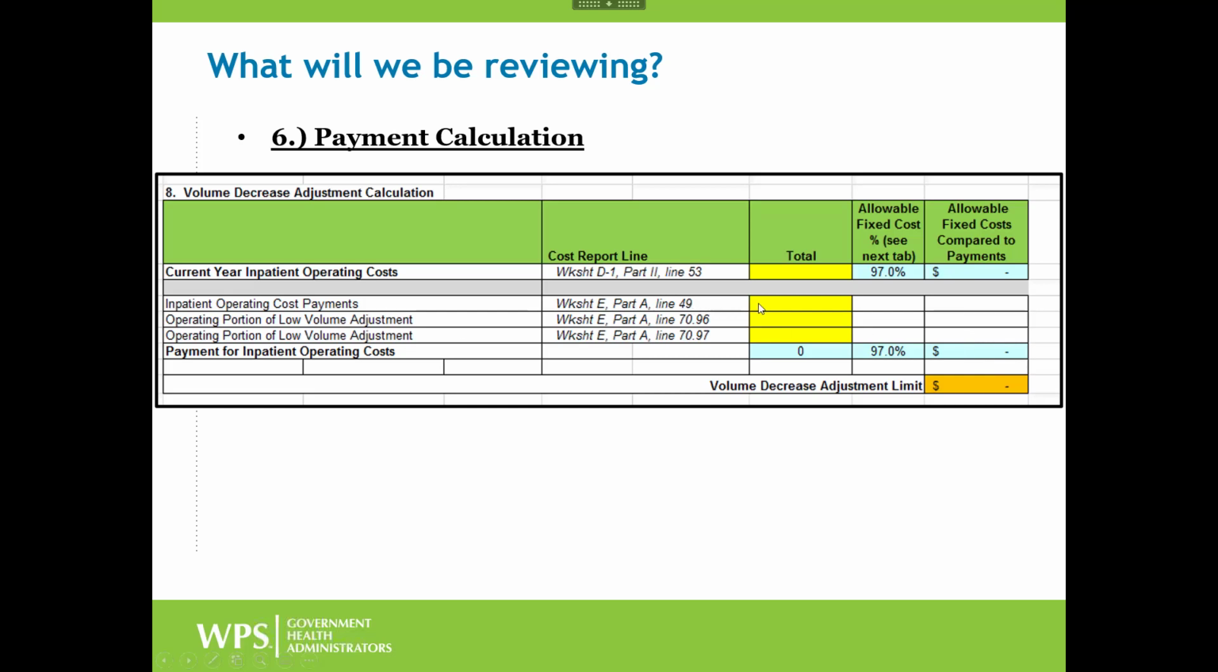So line 49, again, that's everything. That's the outliers, the DRGs, the DISH, IME, all of that. Plus we have our two lines for the low volume adjustment. Again, the fixed portion is going to be multiplied by that same percentage as above to get an apples to apples comparison. And the volume decrease adjustment limit is again going to be the difference between those two. If the costs were $100,000 and the payment for those costs was only $75,000, then you'd have a $25,000 volume decrease adjustment.